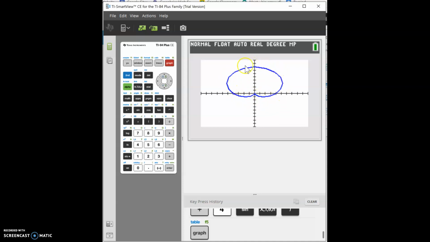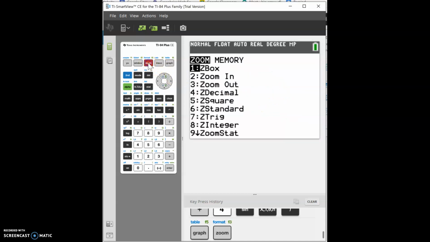Now, our screen is scaled a little bit different on the x-axis than it is on the y-axis. You can see that the tick marks are tighter on the y-axis, and that's because your calculator is a rectangular screen instead of a square screen. So one feature that we like to use is the zoom, and we like to use zoom square, which is number 5. Zoom square, so I'm going to click on number 5.